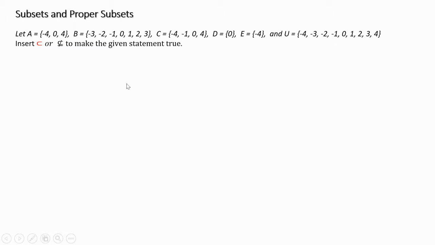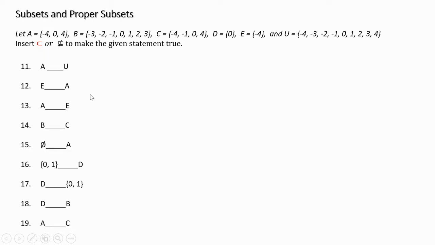That means universal set. Here it's saying insert proper subset, right? This is a proper subset, or not a subset, to make the given statement true. So these are the only two choices that you have. Just these two here, okay? I got these more or less from the homework, but I just changed it a little bit, so it won't be exactly the same thing because I'll be giving you the answers, guys, okay? But it's something similar to the homework for this section here.